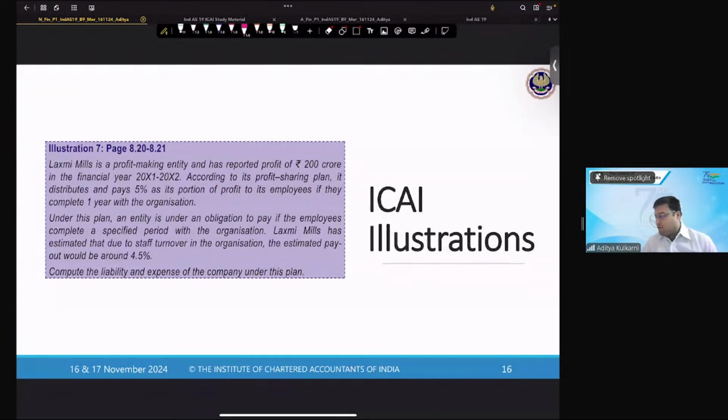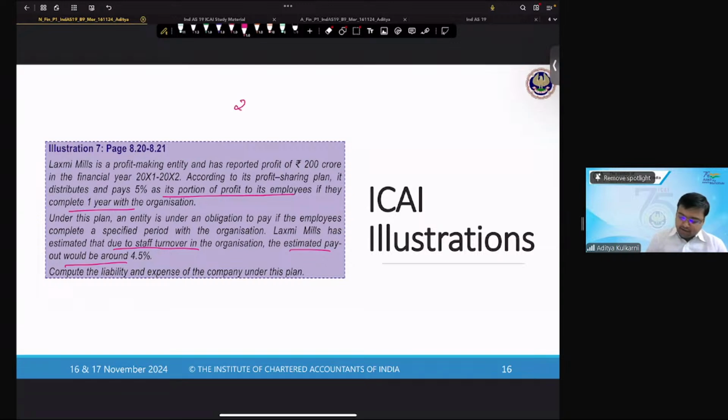Lakshmi Mills is a profit-making entity. Reported profit of 200 crores in the financial year X1, X2. According to its profit sharing plan, it distributes and pays 5% as the portion of profit to its employees if they complete 1 year within the organization. Under this plan, an entity is under an obligation to pay if the employees complete the specified period. Lakshmi Mills has estimated that due to staff turnover, estimated payout would be around 4.5%. Compute the liability and expense under this plan.